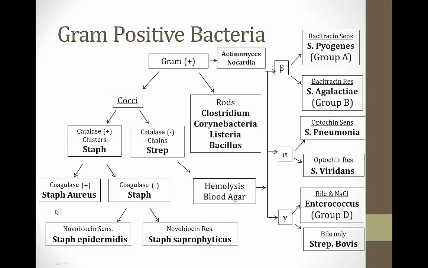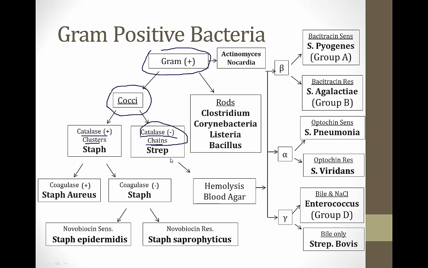So this is a slide that you'll become very familiar with. It's the way we identify gram-positive bacteria. Once you know a bacteria is gram-positive, you then try to decide what its shape is. And most gram-positive bugs are circles. They are gram-positive cocci. The cocci are split up between staph and strep based on whether they're catalase positive and whether they occur in clusters or chains. So streptococcus are cocci that are catalase negative and they occur in chains.